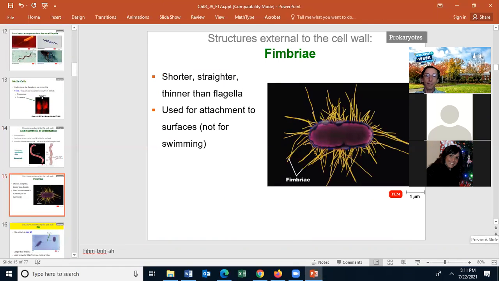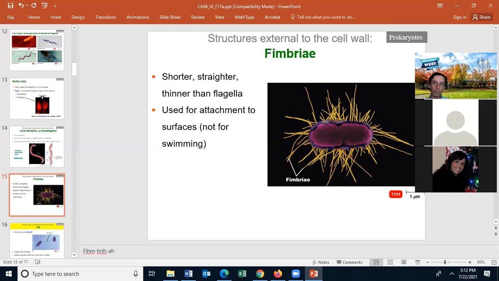All right, another structure that some cells have is a fimbriae. It is shorter and straighter and thinner than the flagella. It's used for attachment to surfaces. It is not used for swimming. Okay, so the cell cannot use the fimbriae for moving when we're talking about the cell swimming through a liquid media. You don't need to know this, but the cell can use the fimbriae for moving over a solid surface. And that is, let's do it from this side.